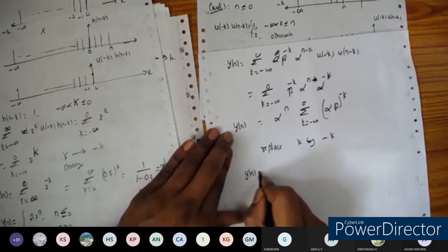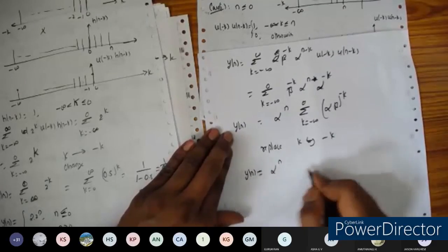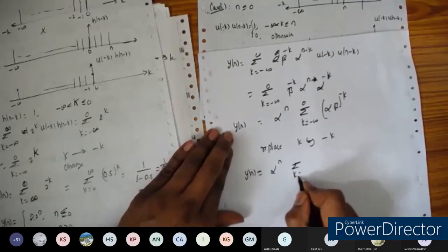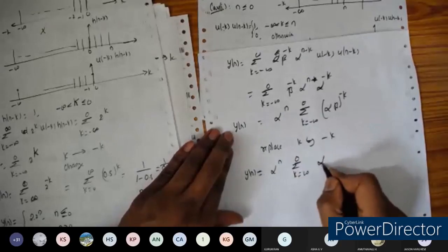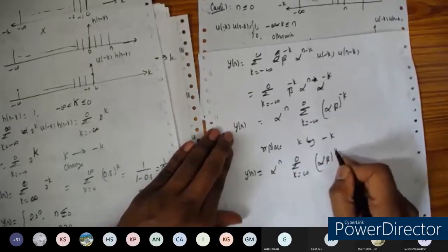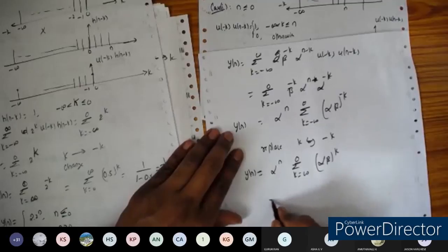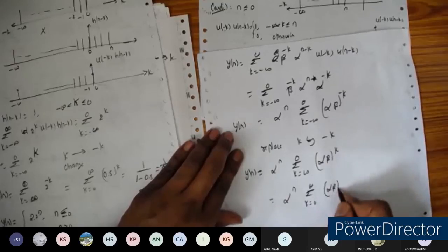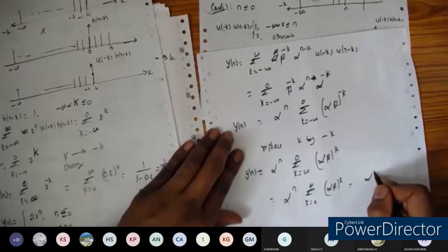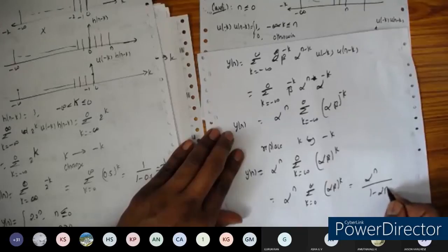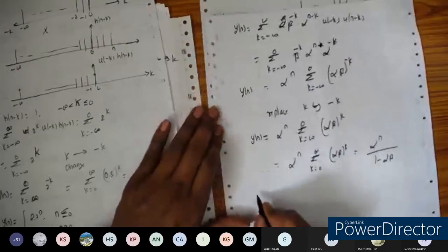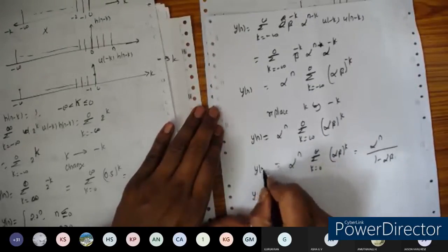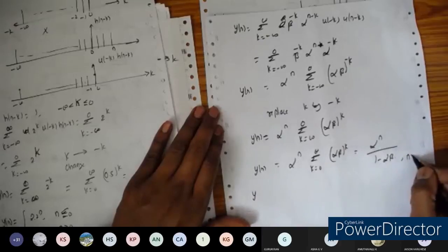So y of n will become alpha to the power of n, summation k equal to 0 up to plus infinity, alpha by beta to the power of k. So we can rewrite it as alpha to the power of n into summation k equal to 0 to infinity of alpha beta to the power of k. This we can write as 1 divided by 1 minus alpha beta. So y of n we got this one for n greater than 0.